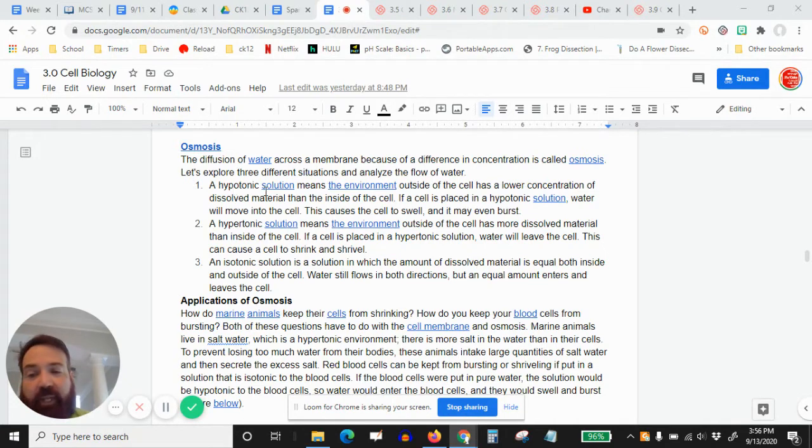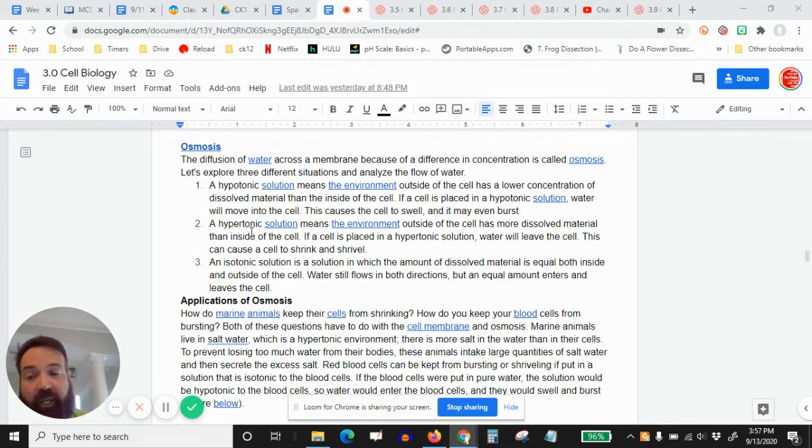A hypotonic solution means the environment outside the cell has a lower concentration of dissolved material than the inside of the cell. If a cell is placed in a hypotonic solution, water will move into the cell. This causes the cell to swell and may even burst.